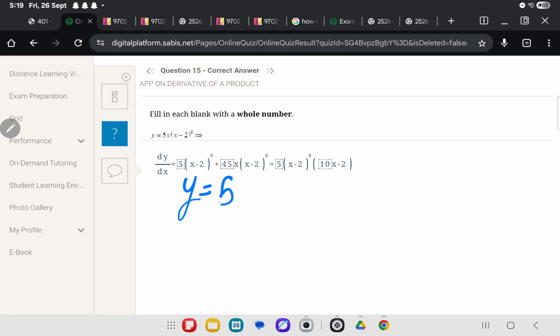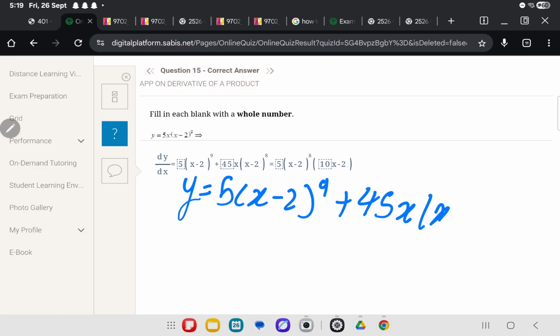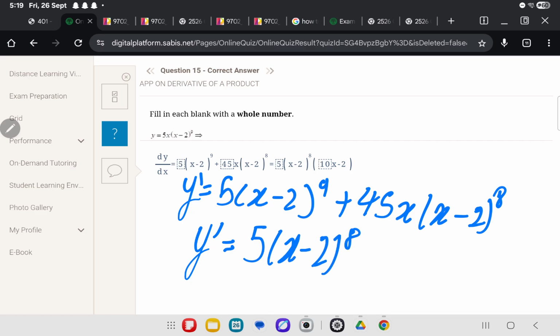5 into x minus 2 to the power of 9 plus 45x into x minus 2 to the power of 8. Now this is y prime. Factor 5 out, x minus 2 to the power of 8. Why? Because you always take the one with the least exponent as a common factor, just so it can be divisible by both. Doing this, divide 5 by 5, 1. x minus 2 to the power of 9 divided by x minus 2 to the power of 8 just leaves me with x minus 2 to the power of 1. Plus, because I finished this first part, it is factored out. Now it leaves me with this part.